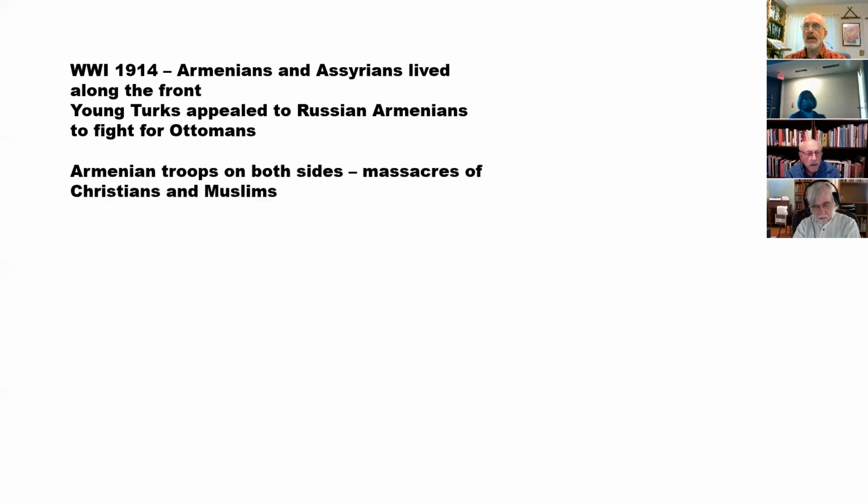But in 1914, they live along the front lines here, and the Assyrians, Assyrians are Christians. I used to think that there were no such things as Assyrians before they went out of style in the 8th century BC, but they're still around. You have these Armenians and Assyrians along the front on the European side, and the Young Turks want the Russian Armenians to fight for them. And you get Armenian troops on both sides, and they both are involved in massacres. Once again, it's not as though there's some good guys and some bad guys. They're on both sides.